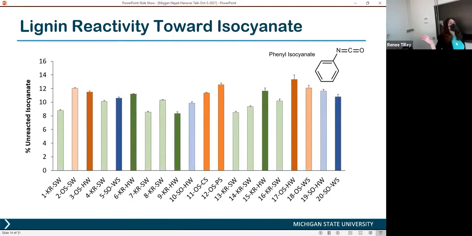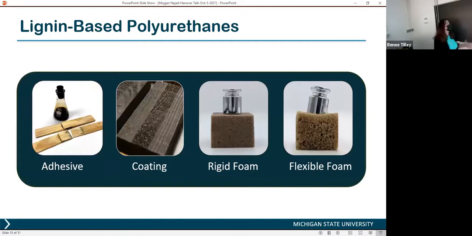Mona, one of my PhD students, was sitting here. She actually measured the reactivity of 20 different lignin samples from different sources, different isolation processes, with phenyl isocyanate and with the diisocyanate too. That's a fundamental study that helps us to understand how lignin reacts with different isocyanates that we have, with phenyl isocyanate, with diisocyanate. And then we try to use that information to make lignin-based materials for adhesives application, coatings, rigid foam, and flexible foam.